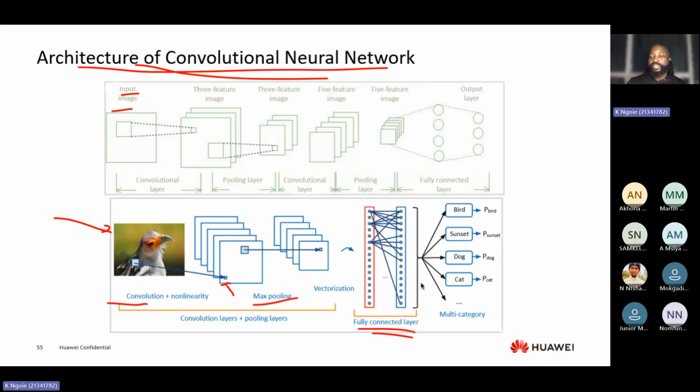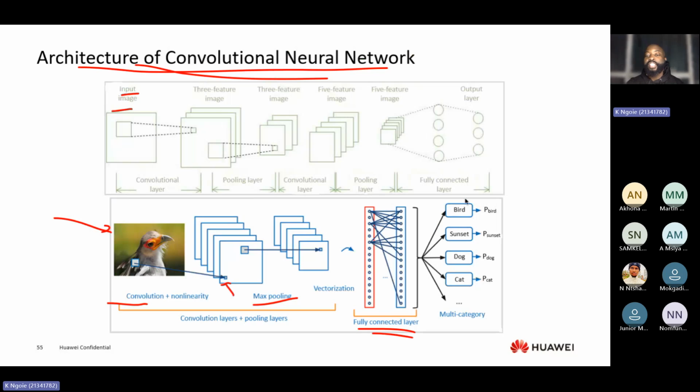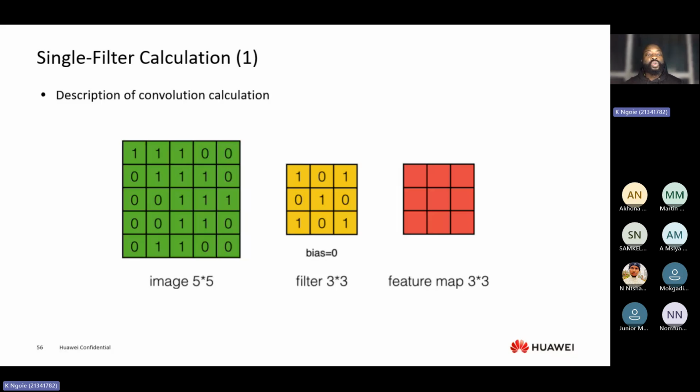After the fully connected layer, we can determine if this was a bird, a sunset, dog, cat, or whatever we want in our output. Okay, so as part of it, it's now going to have what we call a kernel, which will take the input layer and convert it into a certain form. It's going to map it and create all the feature maps that we have.